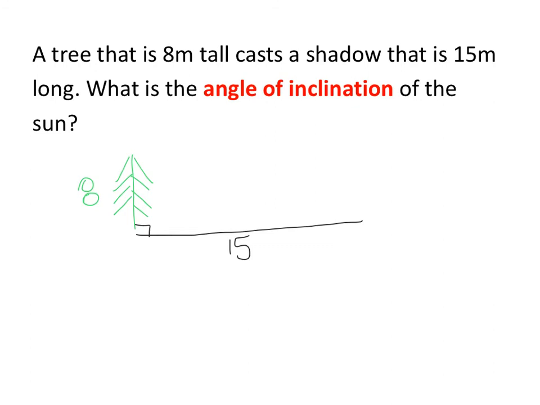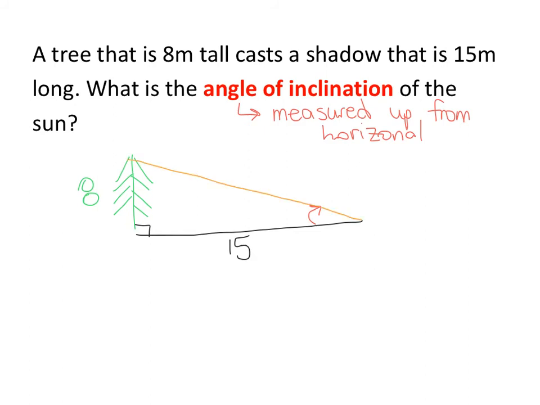The last piece that we're asked about is this angle of inclination. The angle of inclination is an angle that's measured upwards from the horizontal. So our ground is horizontal, and our angle of inclination will be measured upwards, like this. It's also worth noting that angle of inclination may also be referred to as an angle of elevation, and that means exactly the same thing. In any case, we're looking at a diagram like this.